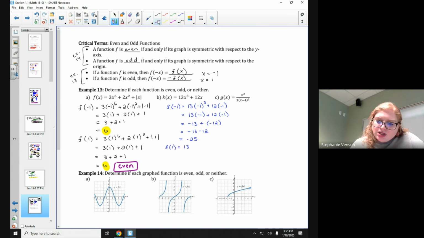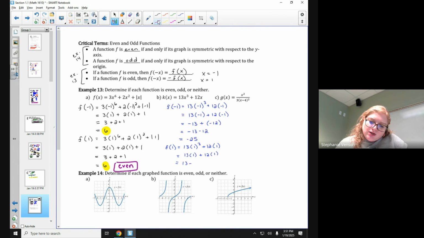Okay, now let's do f of 1. Okay, 13 times 1 cubed plus 12 times 1. 1 cubed is 1, so that's 13 times 1 plus 12 times 1. So that's 13 plus 12, and we get 25.